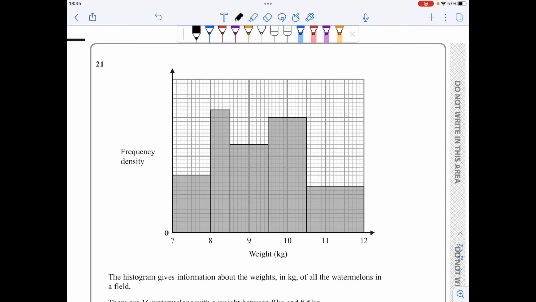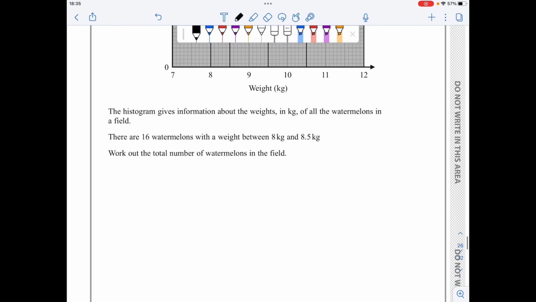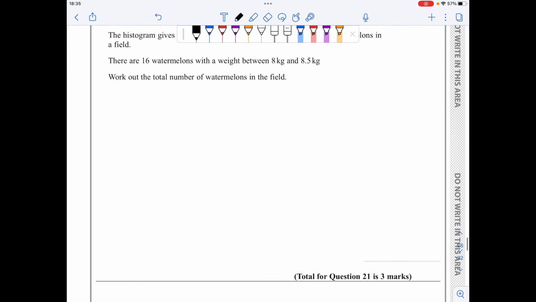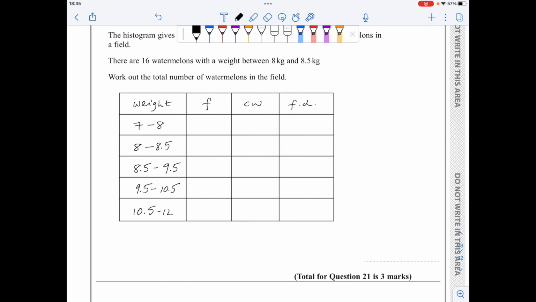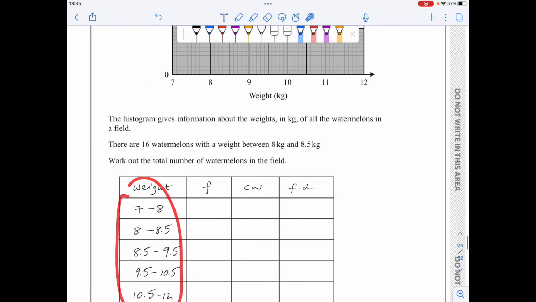In question 21, I have a histogram. And usually when you have a histogram, you either recreate the frequency table or you work with squares and you count and measure the area. I'll reproduce the frequency table. So here it is, I'm going to create the table. Now I've taken the weight boundaries from my graph.